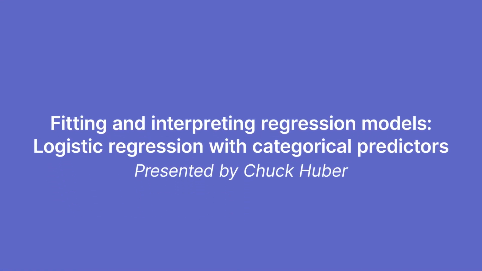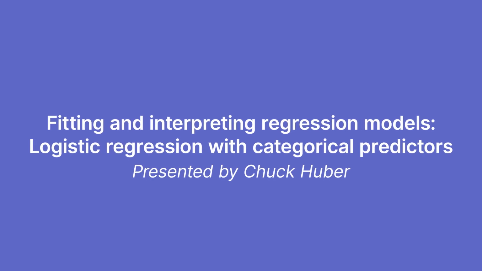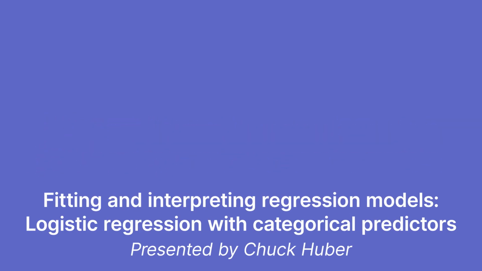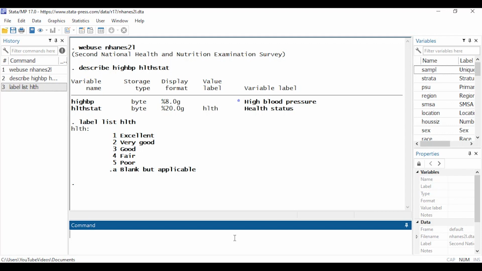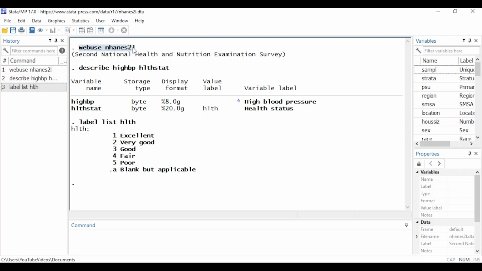Today I'd like to show you how to fit a logistic regression model using a categorical predictor variable. I'm also going to show you how to test hypotheses about that predictor variable and how to estimate marginal predictions from the model and plot those predictions. I'm going to be using the NHANES2L dataset, and you can download this by typing webuse NHANES2L.